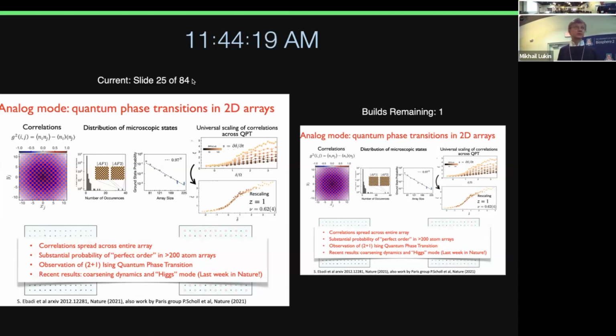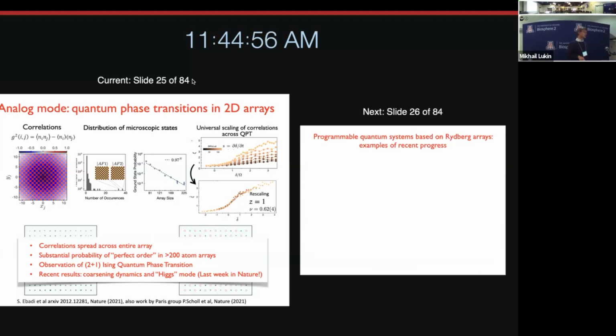And in fact, this data is already a few years old. Just last week in Nature, there are new results studying more details of these phase transitions, in particular things like coarsening dynamics, bringing the system to a certain point in the parameter space and just letting it evolve, and we can look at how the domains grow and evolve. We also observe something that is the analog of the Higgs mode. So this is an exciting frontier.